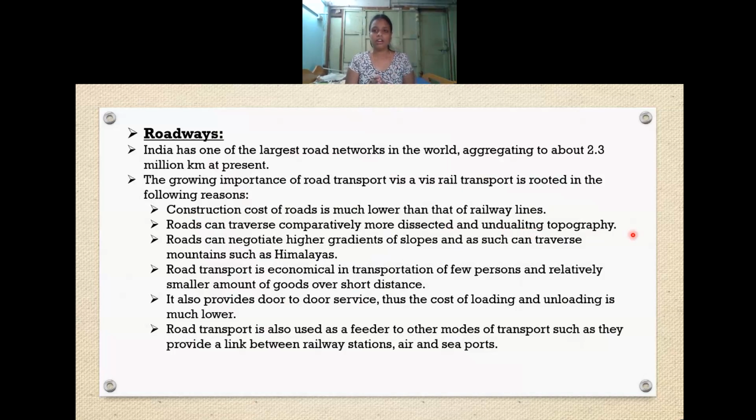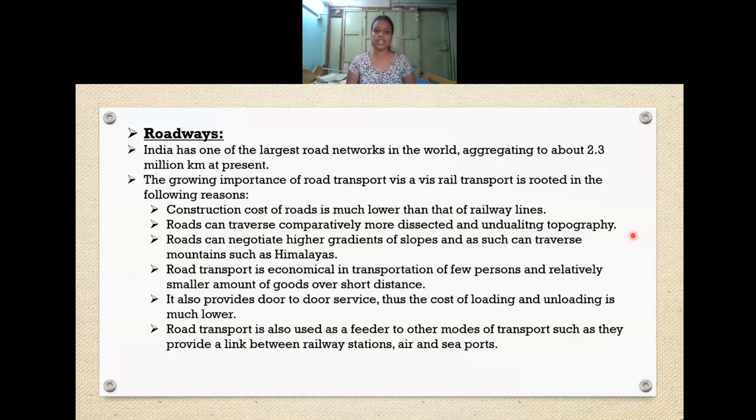Wherever level areas are not there, putting a railway line is very difficult. There we can put roadways at a very low cost. A road can negotiate very high gradients of slope. Even in slope areas we can construct roads, such as in the Himalayan region, where we can make very good road transportation.